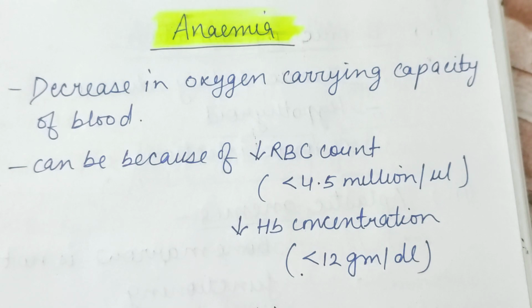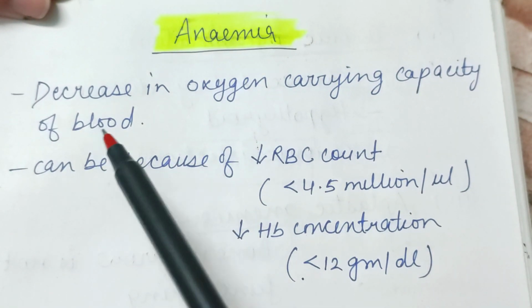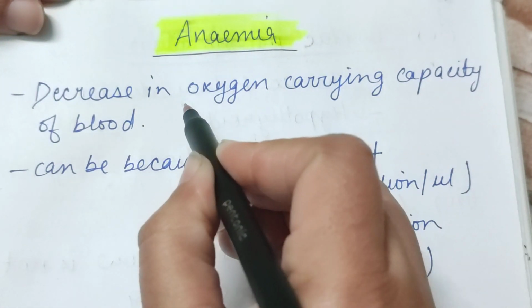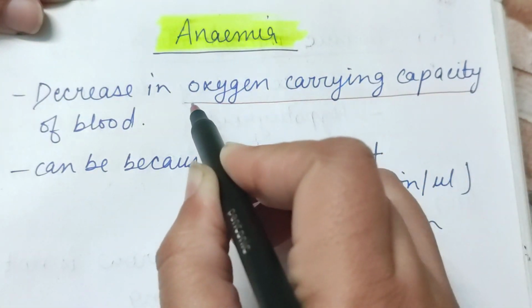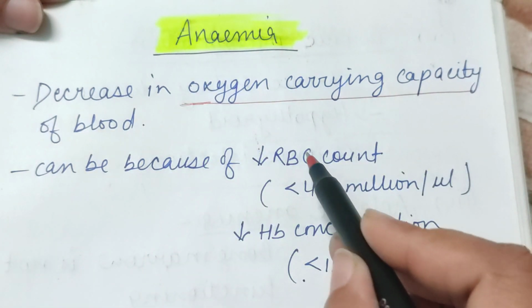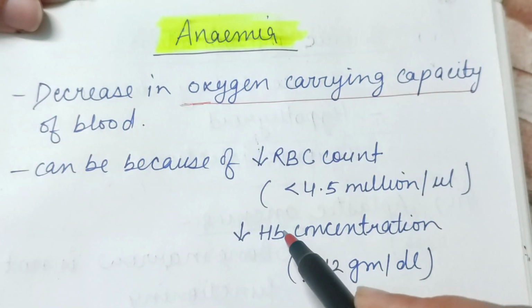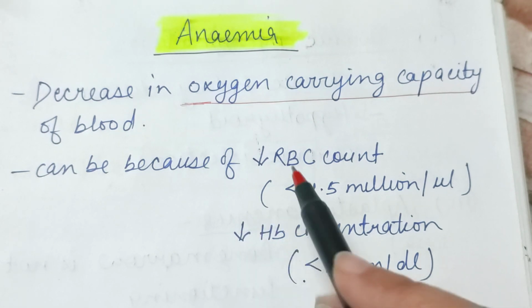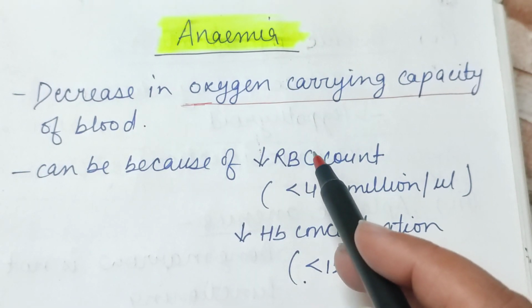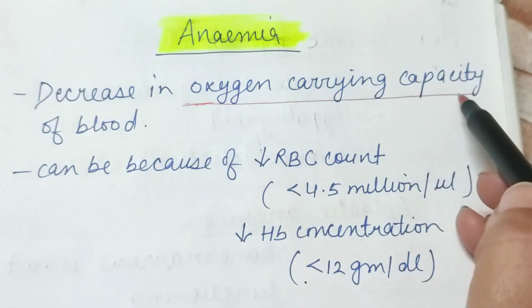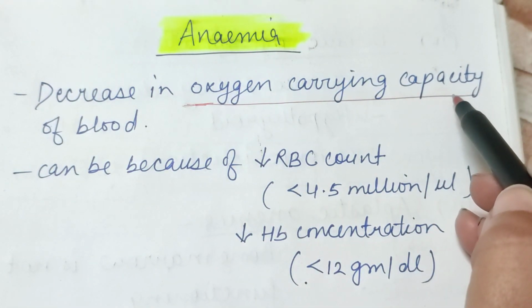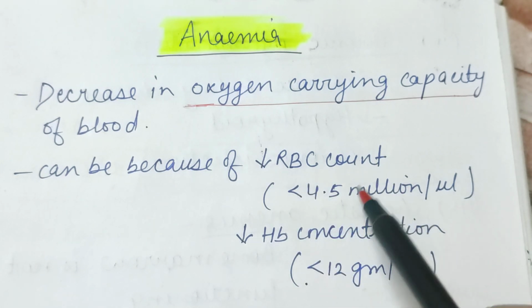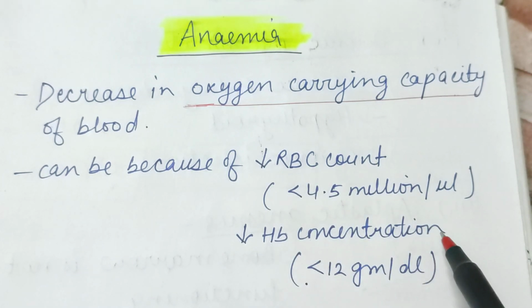So what is anemia? Basically it is a decrease in oxygen carrying capacity of blood. This is really important, oxygen carrying capacity. Oxygen is carried by RBCs having hemoglobin. Many times students answer that decrease in hemoglobin is anemia, or decrease in RBC count is anemia. No, it's the overall oxygen carrying capacity of blood; whenever it is reduced, it's called anemia, and the cause can be decrease in RBC count or decrease in hemoglobin concentration.